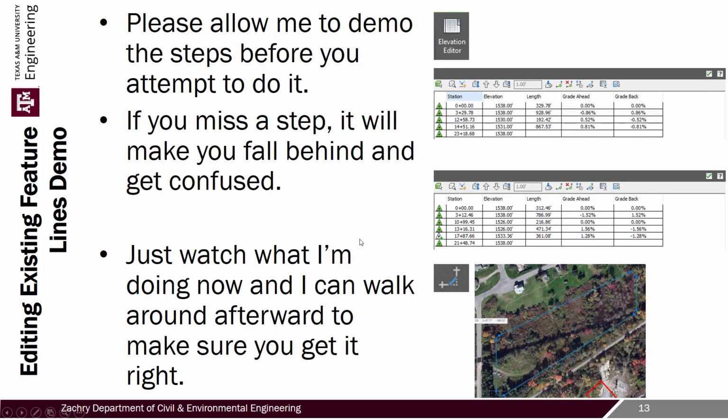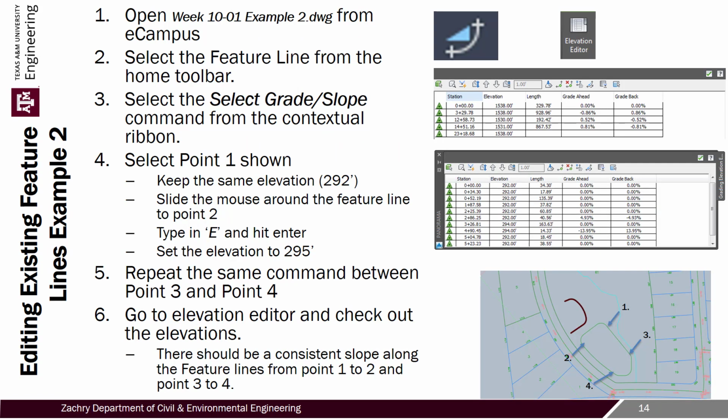So I'm going to do a demo based on setting the elevations, and so I'm going to come in and set these elevations. Watch what I'm doing, and then try it out using the exercises from week 10-1, exercise 2. So what you'll notice I'm going to do, I'm going to come in, I'm going to keep the elevation, and then what I'm going to try to do is change the elevation from point 1 to point 2, and we'll see how it looks on the elevation editor. Okay? So watch what I'm going to do and follow the steps afterwards.